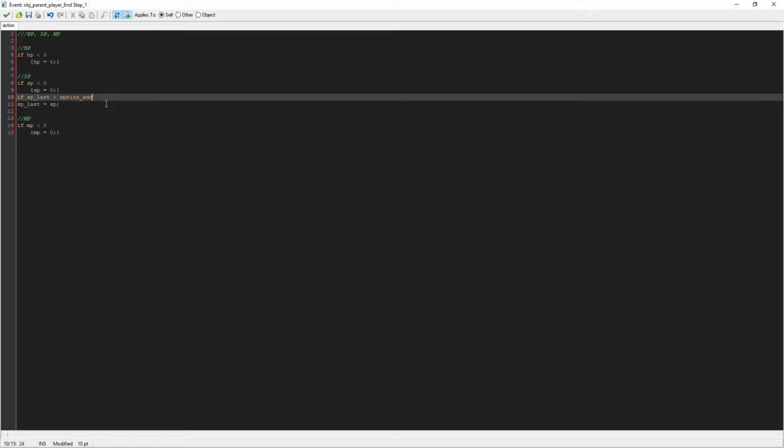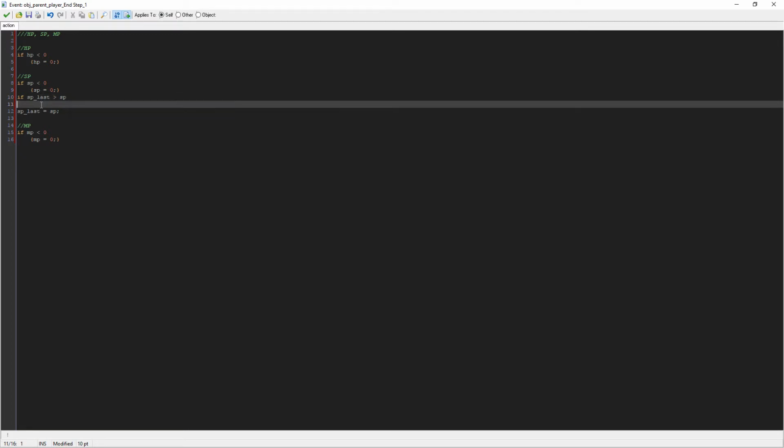Jesus Christ. That is annoying as all hell. Okay. Okay. We can set, okay. There we go. SP recovery timer is equal to 0.